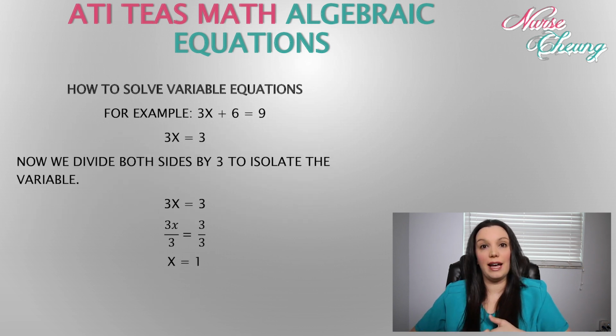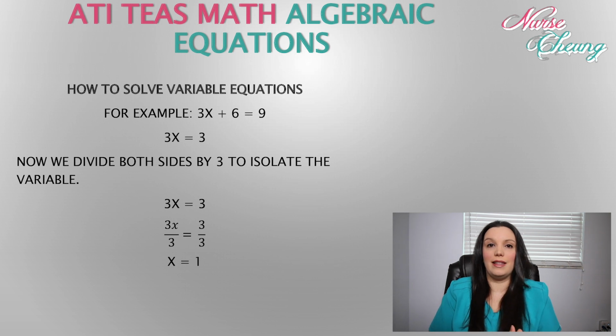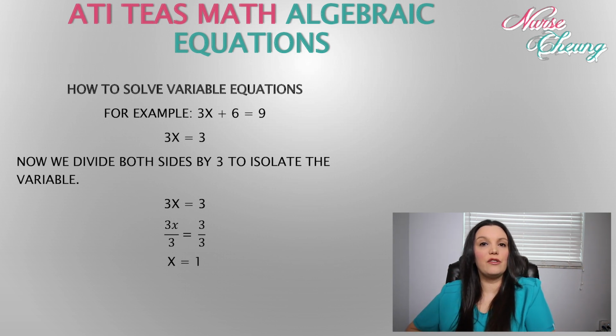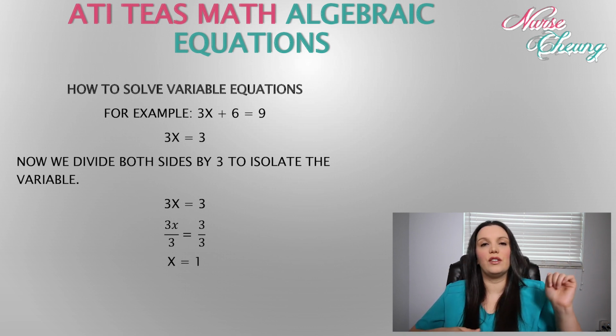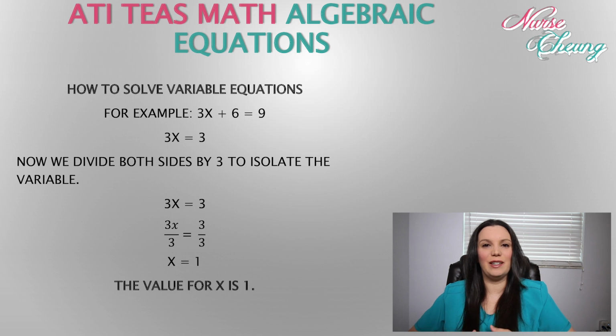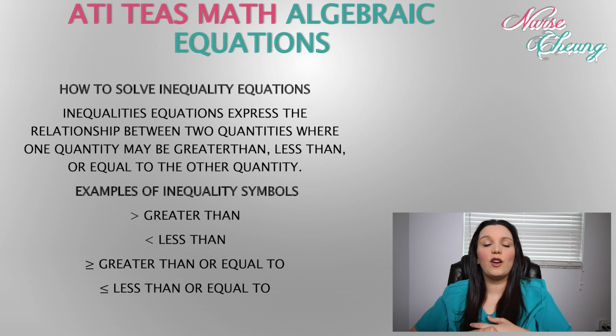We are going to divide 3x on one side of the equation by 3 on the other side of the equal sign. So once we are able to isolate that, we have 3x over 3. That cancels out our 3's, leaving us with just x. And on the right side of our equal sign, we have 3 divided by 3, which is equal to 1. So we know the final answer for this question is x is equal to 1. It's a lot of work, but once you get the hang of it, it becomes super simple and super easy on the ATI TEAS. Moving on, we're going to start learning how to solve inequality equations.